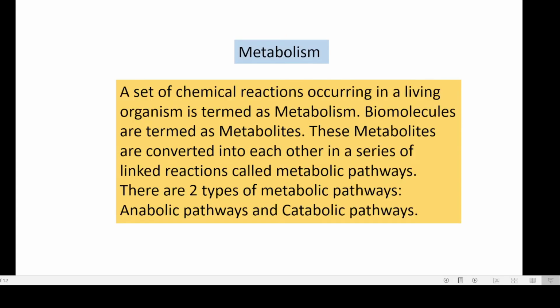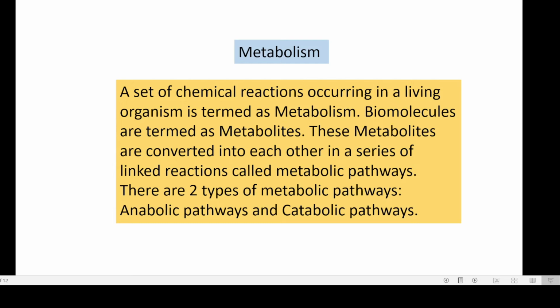Next, let us move to metabolism. Metabolism can be defined as a set of chemical reactions occurring in a living organism. Biomolecules are termed as metabolites, and these metabolites are converted into each other in a series of linked reactions called metabolic pathways. And there are two types of metabolic pathways. One is called anabolic pathway, another one is called catabolic pathway.